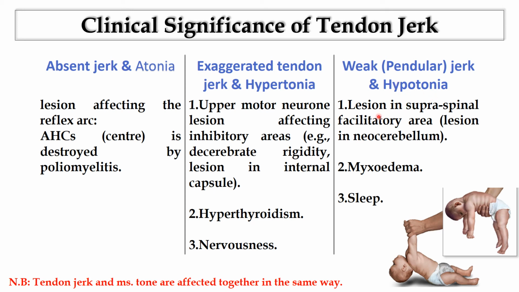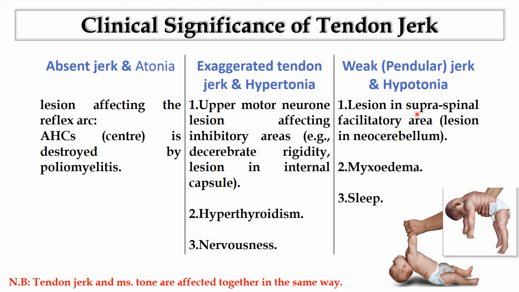Lesion in the supraspinal facilitatory areas. What are the supraspinal facilitatory areas? Like the neurocerebellum. We mentioned it in detail in the cerebellum lecture. A lesion in the neurocerebellum, which is a strong facilitatory area, inhibits it, so the stretch reflex will be inhibited or weak, and the muscle tone will be decreased, causing hypotonia.